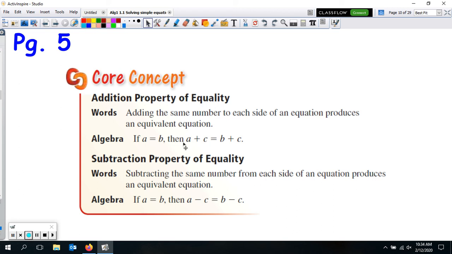So like on this one, it shows you have an equation of A equals B. So you could add the C to both sides and it stays balanced. A plus C equals B plus C is balanced. So you just always do it. Whatever you do to one side, you have to do the same exact thing. So I'm going to add C here, got to add C over here. If I subtract C here, got to subtract C there.